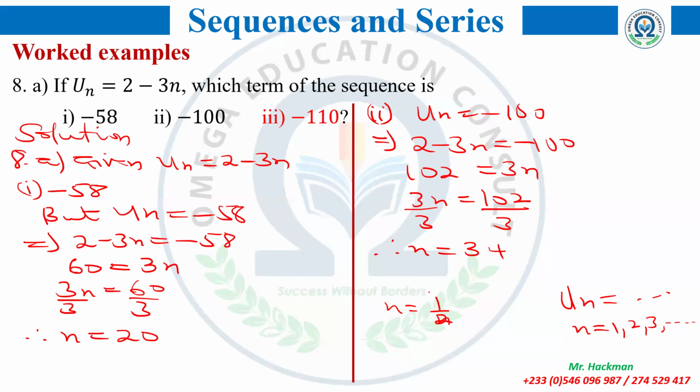My point is, anytime you are given this situation and you equate this one to this and solve for your n, and n will not be an integer value, it will give you a fraction. And when your n gives you a fraction, you know this n cannot be a fraction. So it's basically trying to tell you that there is no term in this sequence that will give you this value.